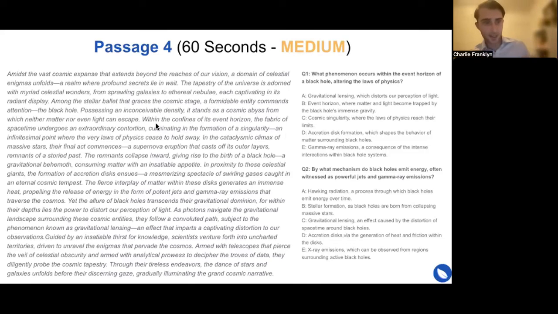C, singularity. And I can see a lot of students here have chosen B, and I can see why students chose that, because it does mention there is black hole, and very quickly after it does talk about the event horizon. It says within the confines of its event horizon. However, when it really goes into details, it says the fabric of space-time undergoes an extraordinary contortion, culminating in the formation of a singularity. And so I'd say what happens within this, I would say it is the cosmic singularity. The other thing which really suggests that's the answer is it says altering the laws of physics. And it says here where the laws of physics reach their limits. So that suggests, that is interesting. It is clashing. C is the correct answer.